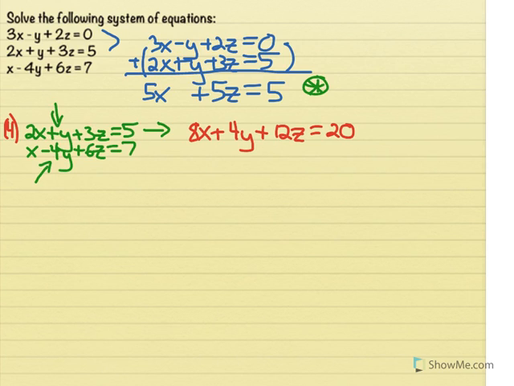So that's perfect. The second equation doesn't need to change, so I'll just rewrite it underneath here. x minus 4y plus 6z equals 7. Okay, awesome. Now we are ready to once again add these two equations.